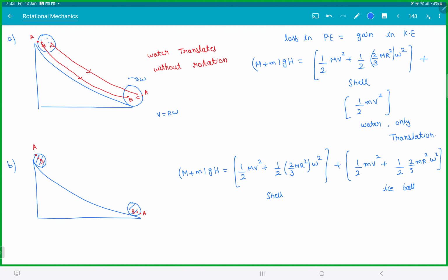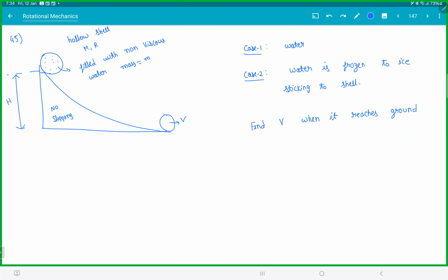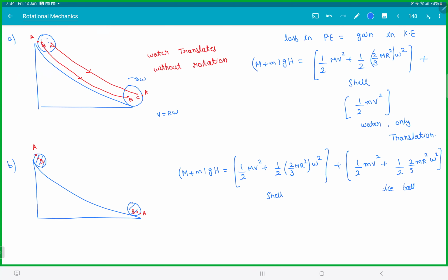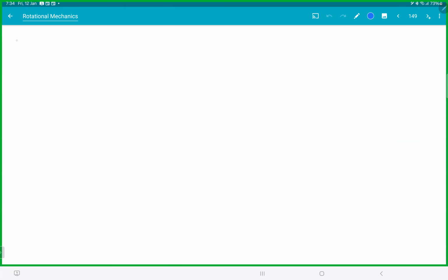Any doubts on this? Simple one, good one. Next one. If you got it, then we can say you understood energy, everything. And the best part, you have seen this problem. This is a deadlier version.